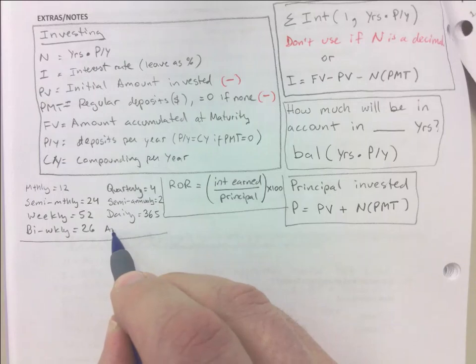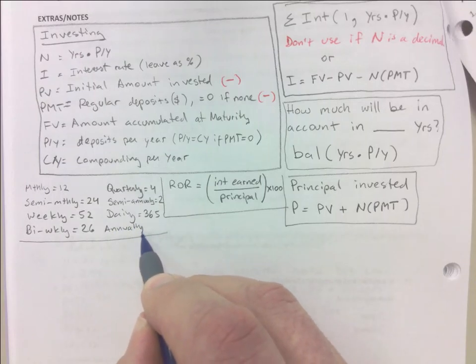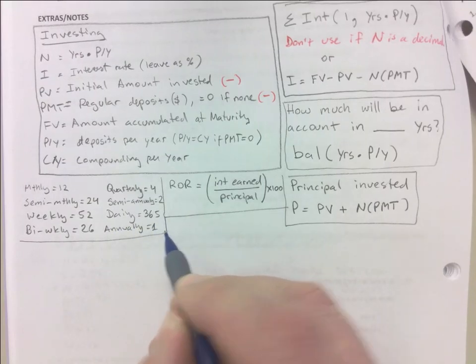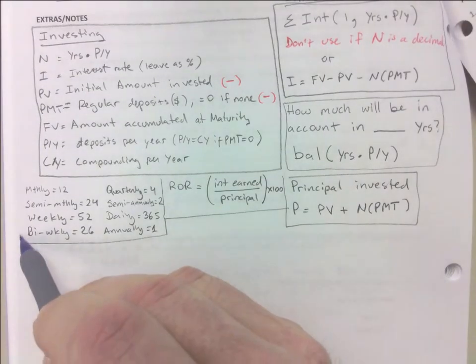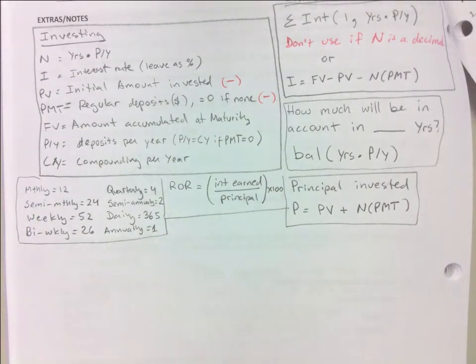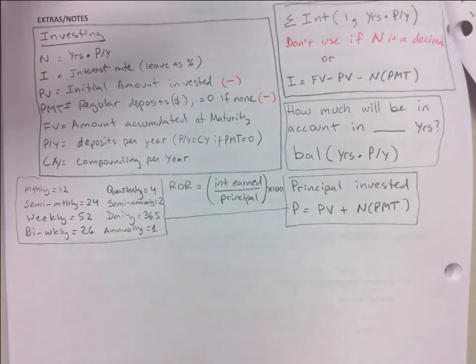Annually, do you know what that is? It's just 1, okay? Hopefully that one you knew, but in case you don't. If you need that, you need it, right? Like those shouldn't be the reasons why you get something wrong, okay? That you forget that part. I think that's it for investing.